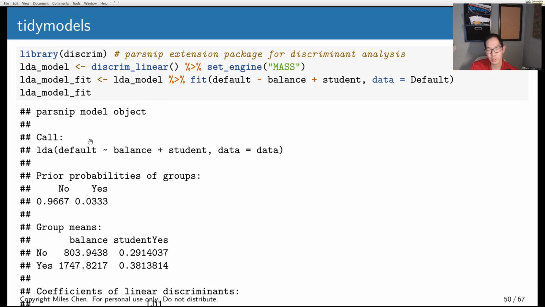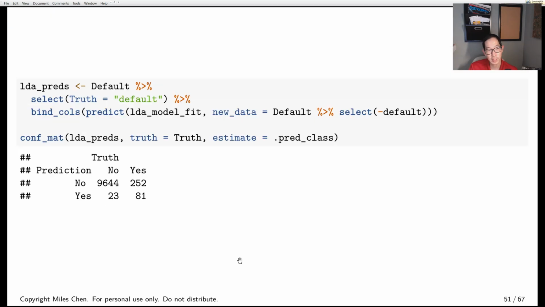This is the resulting output. I'm sorry, these are group means. The prior probabilities are 0.9667 for no and 0.033 for yes, and then the group means. For balance, those who didn't default averaged 803 and 1747 for yes. Around 29% of those who didn't default were students, and for those who did default, 38% were students.